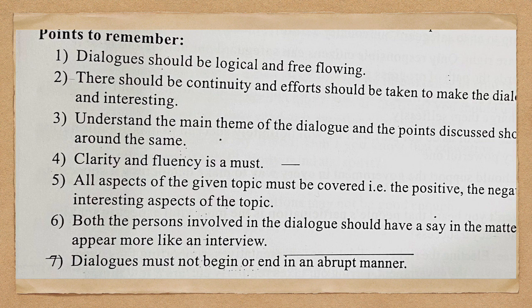Sixth point, both persons involved in the dialogue should have a say in the matter, else it will appear more like an interview. Okay, now suppose the question is about you and your friend, or a teacher and the student, it should always be teacher one sentence, then student one sentence, teacher, student. It follows in this manner. If it is only the teacher speaking, then it will look like an interview happening.